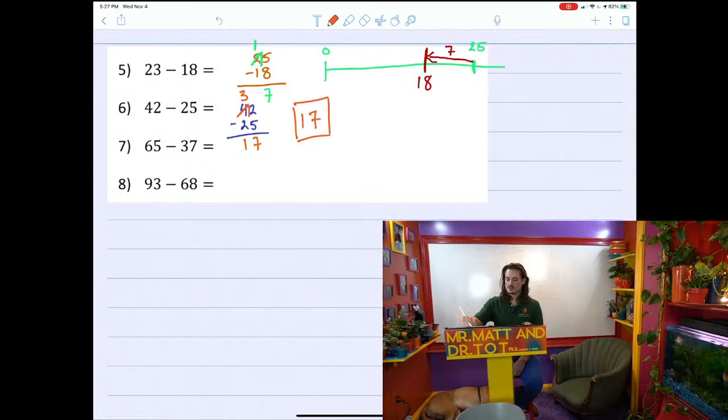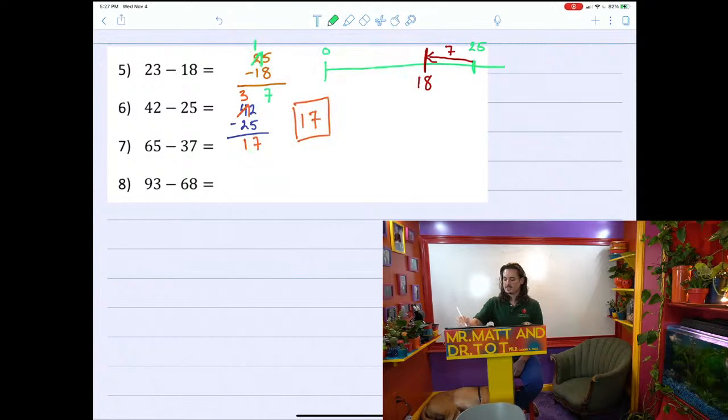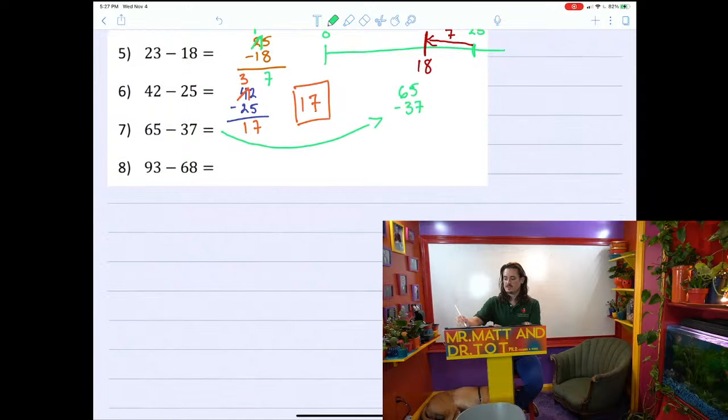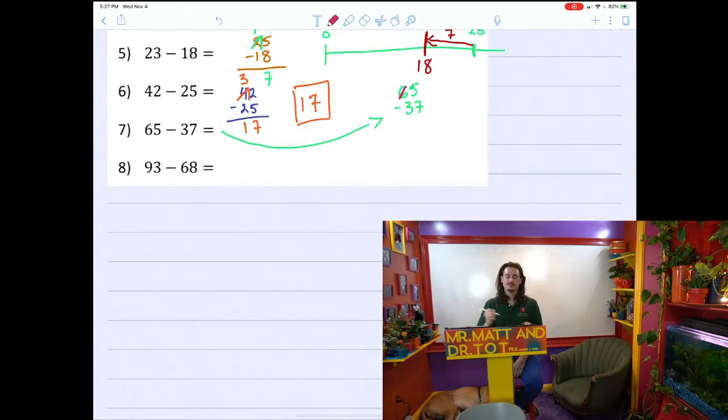And I'll do this guy over here. 65 minus 37. So again, we can't take 7 away from 5, so I'm going to borrow 1 from 6. That's going to become 5, and the 5 in the ones place will become 15. 15 minus 7 is 8. 5 minus 3 is 2. So the answer to number 7 is going to be 28.